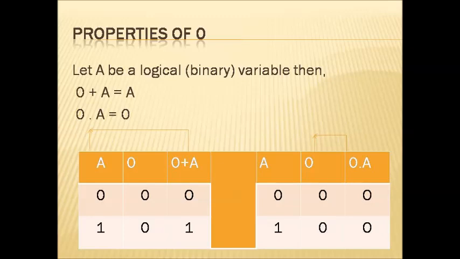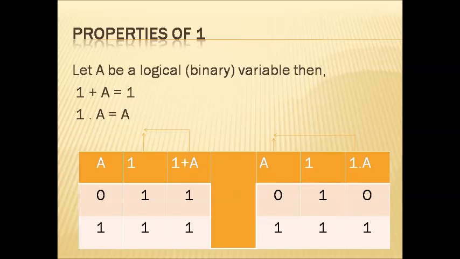Next postulate is the properties of 1. When we perform an OR operation with 1 and a Boolean or binary variable, the result will be 1. And when we perform the AND operation, or the logical multiplication, with a 1 and a binary variable, the result will be that variable itself. So that is 1 dot A is equal to A.